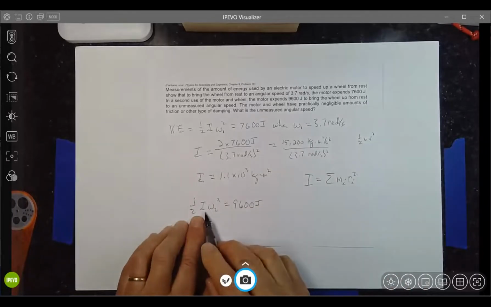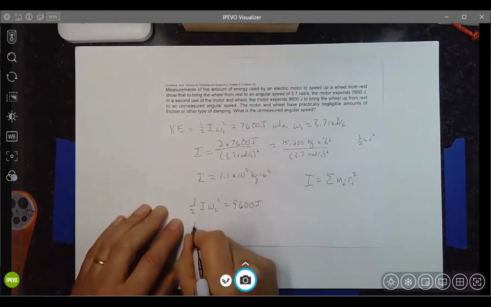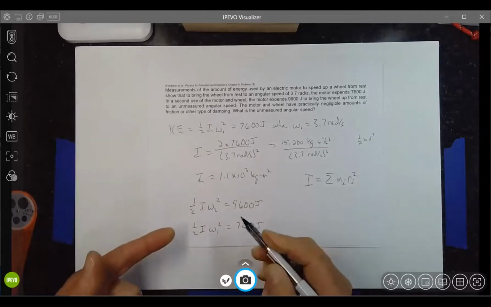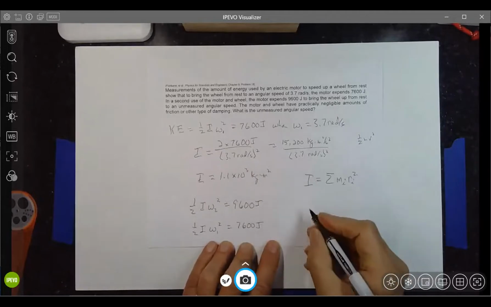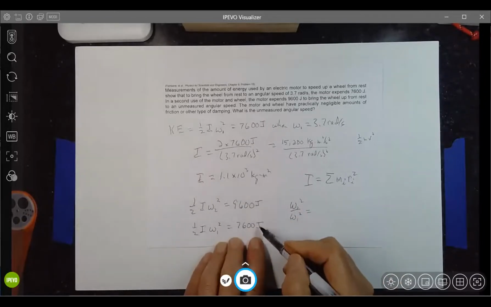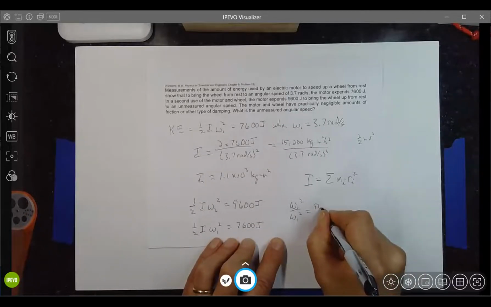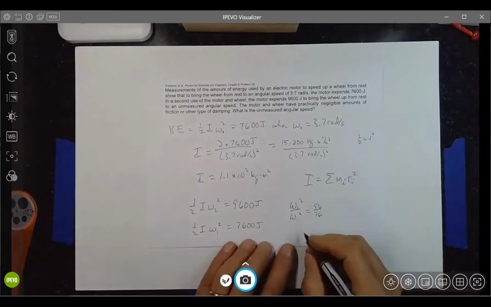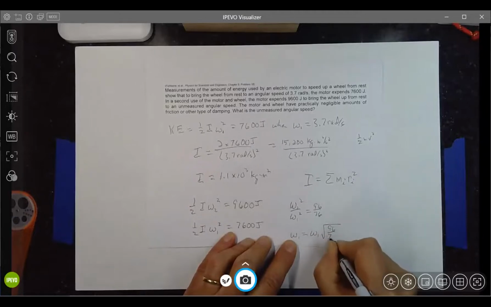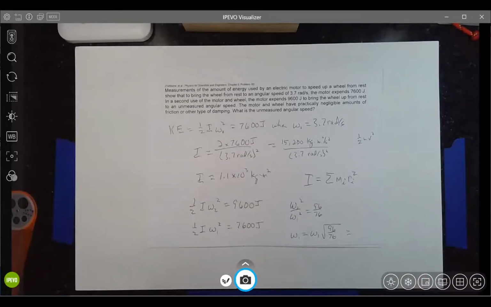Now, I figured out I, and so I could just plug that in here and solve for that. But I can also use my initial problem, 1/2 I omega 1 squared is equal to 7,600 joules. And if I divide this equation by that equation, I'll end up with omega 2 squared over omega 1 squared is equal to, actually the joules will divide out, the hundreds will divide out, and I'll have 96 over 76 left. And so you can just solve for omega 2 that way. So omega 2 will equal omega 1 times the square root of 96 over 76, which is 3.7 times that square root, and I get about 4.2 radians per second.